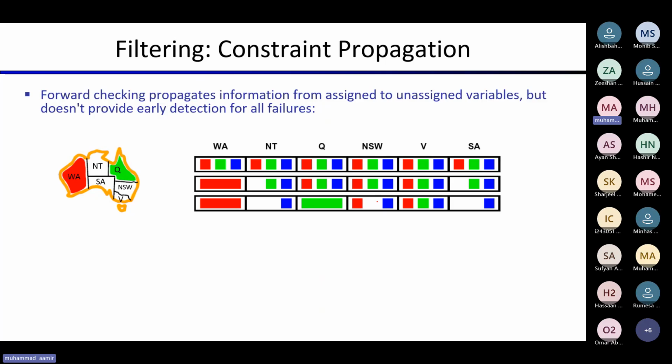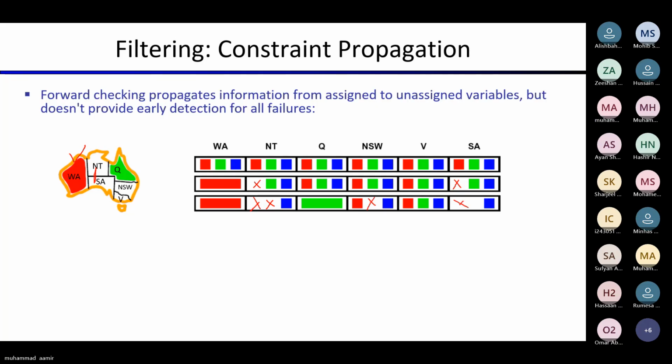Consider this particular assignment. For example, we assign Western Australia the red color. So the Northern Territory and Southern Australia cannot have the red color, so we have removed the red color from Northern and Southern, right? And next we colored Queensland with green, so we have also removed the green from the neighboring states.